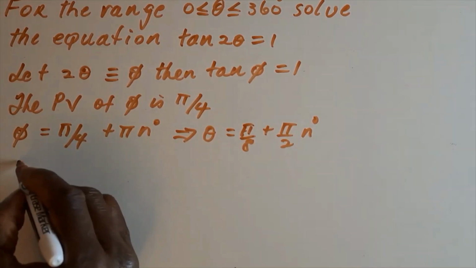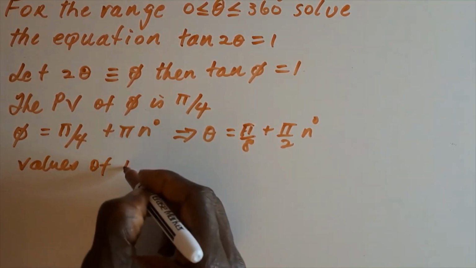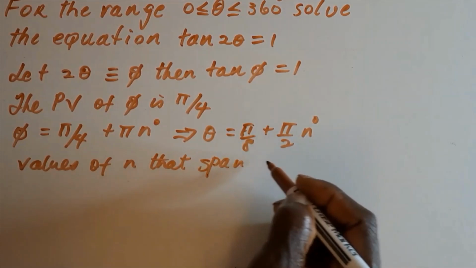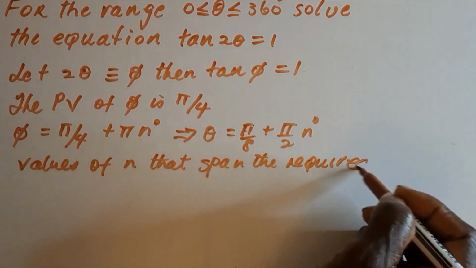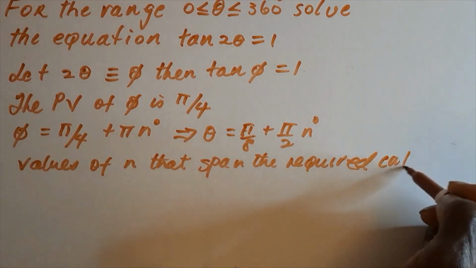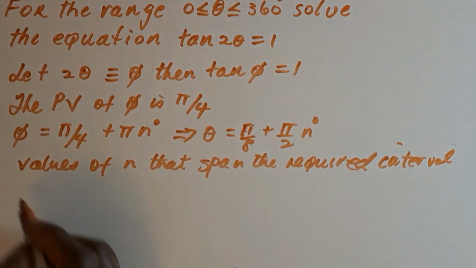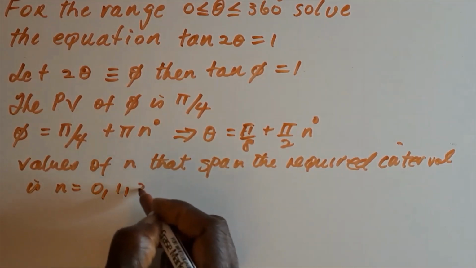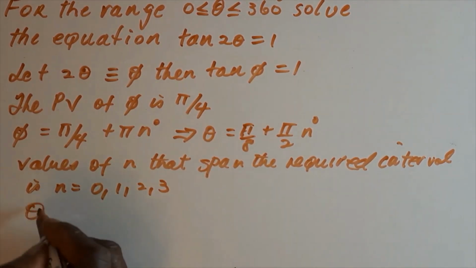And the values of n that span the required interval, and that's 0 to 360 degrees, is n equal to 0, 1, 2, and 3. Now this is something I've calculated based on the values I'll now write for theta.